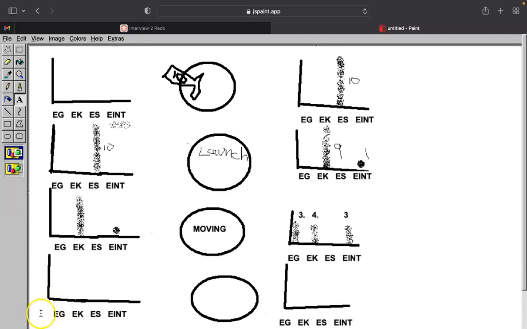So we are going to take this one and put it here, starting with this. So 3 in the EG, which is the high energy, 4 in the movement energy, and 3 in the friction, heat, and sound. All right, and then in this, I'm just going to put moving again.